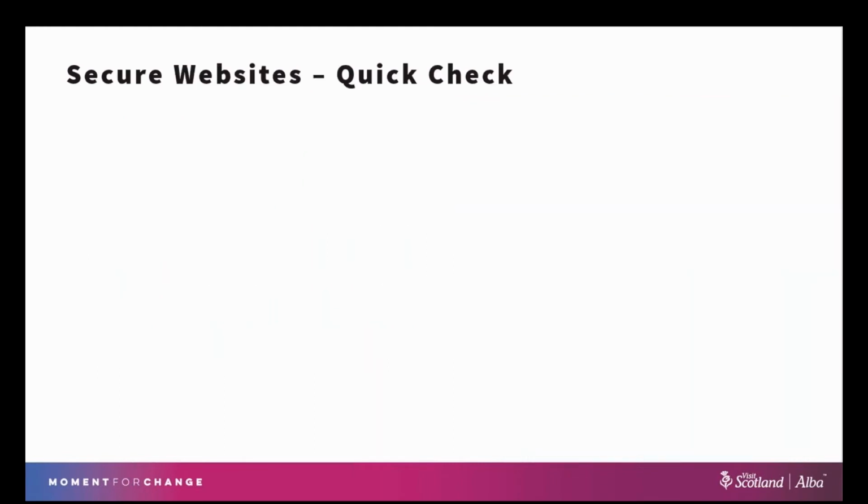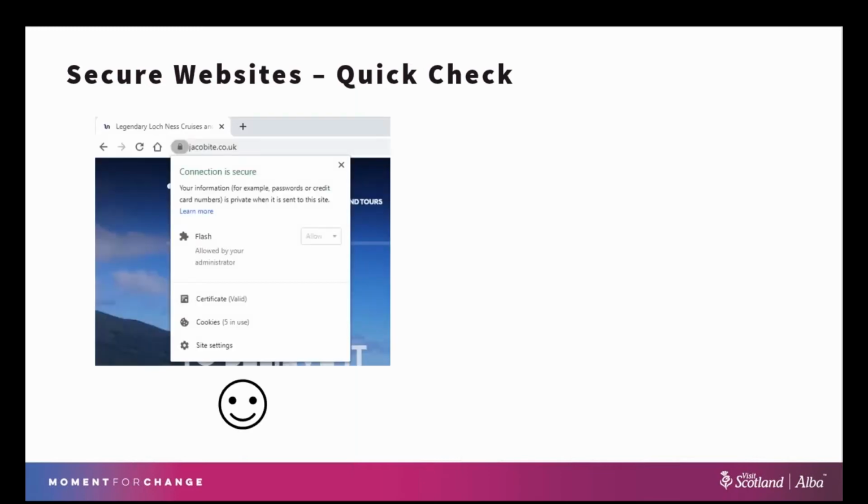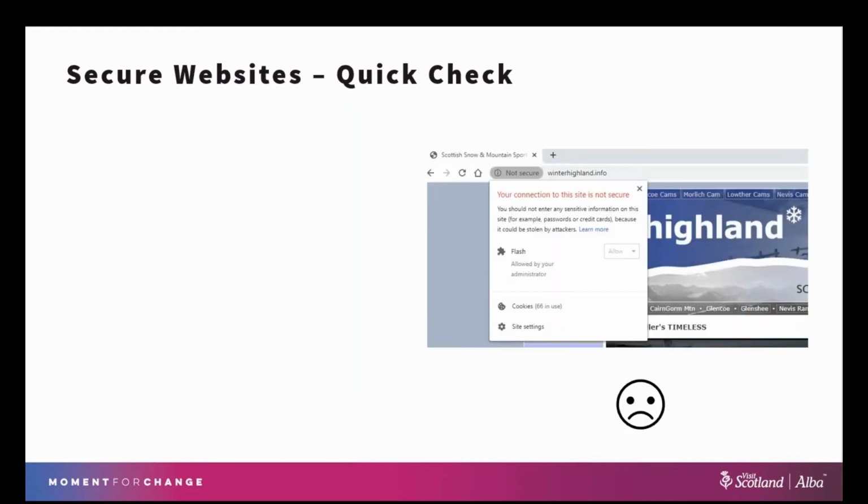So the first thing that you can all check is your website security. Is it on HTTPS like this one here? It's for Jacobite Cruises, Loch Ness, which is good. That means it's secure. Or is it on HTTP? And you'll see a little message, especially on something like Google Chrome, that tells you whether it's secure or not.